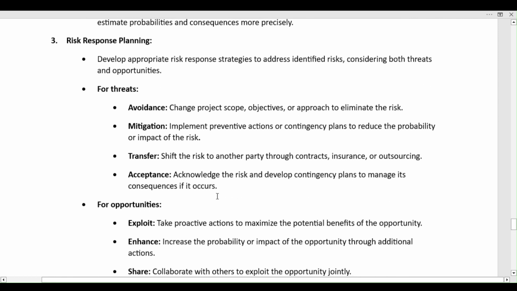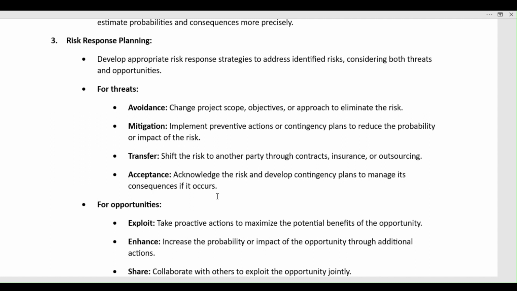Let's move on to the third part, which is risk response planning. We already discussed this topic, so let's go over it one more time. First of all, you need to develop the appropriate risk response strategies to address the identified risks, both threats and opportunities. For threats, you can use techniques like avoidance, mitigation, transfer, and acceptance. These were all the same techniques, so I'm not repeating them right now.